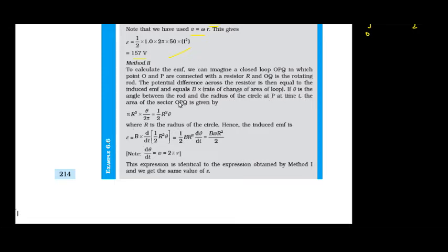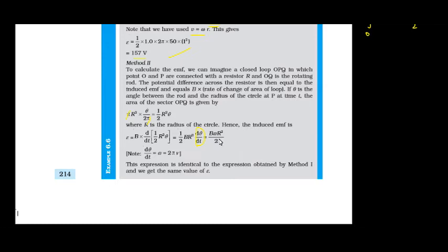If theta is the angle between the rod and the radius of the circle OP at time t, the area of the sector OPQ will be given by pi r square theta upon 2 pi, which will be equal to r square theta upon 2. Why? Because pi will get cancelled with pi, where r is the radius of the circle. Hence the induced EMF is E is equal to B into d of half r square theta by dt, which is half B r square d theta by dt, and d theta by dt we can write as omega. Why? Angular displacement upon time is the angular velocity omega.